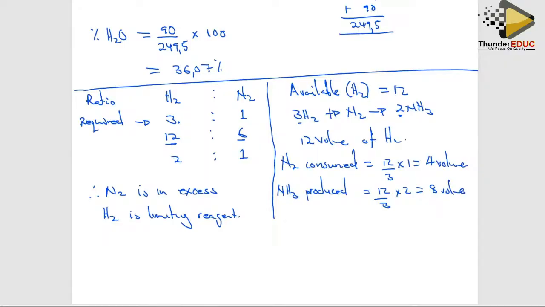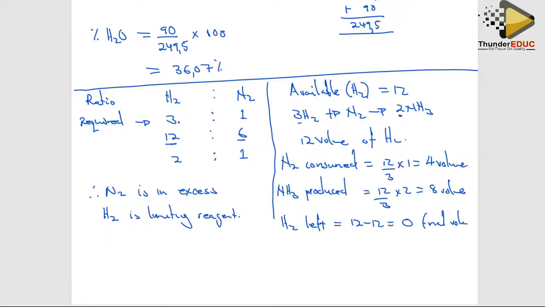Then after that now, I'm going to say H2 that was left. So H2 left after the reaction has ended is equivalent to 12 minus 12, which is equivalent to 0. So this is the final volume that we are having there for H2.